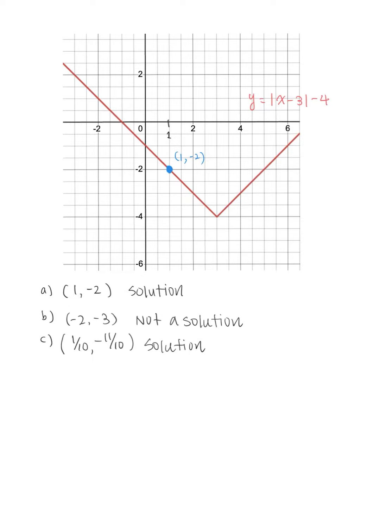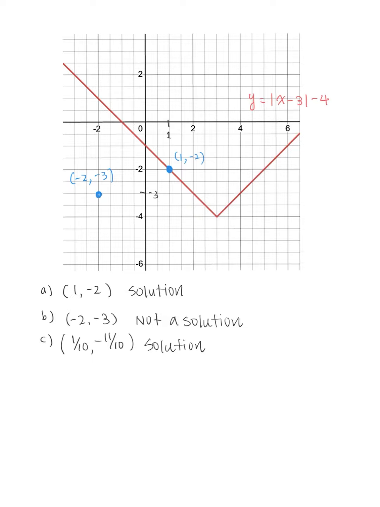Okay, so now let's take a look at negative 2 comma negative 3. So negative 2 comma negative 3, so this is negative 3. So that point is going to be here. So this is negative 2 and then negative 3. Now notice that that point is not on the graph, and this was also not a solution.